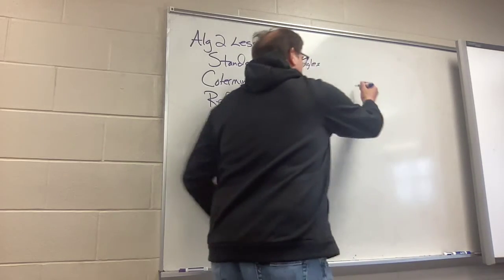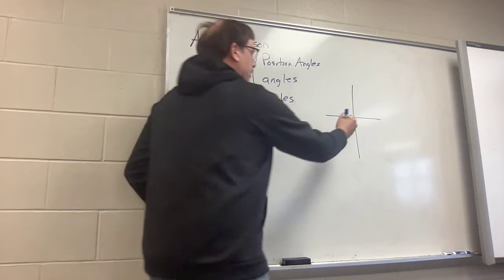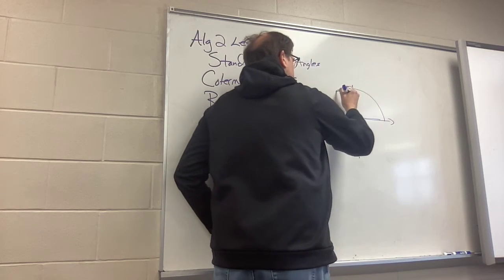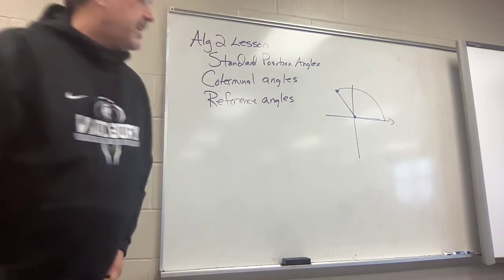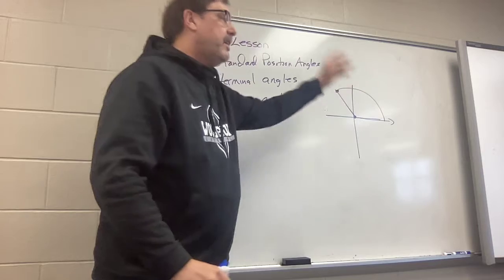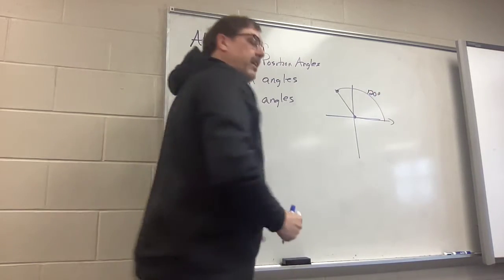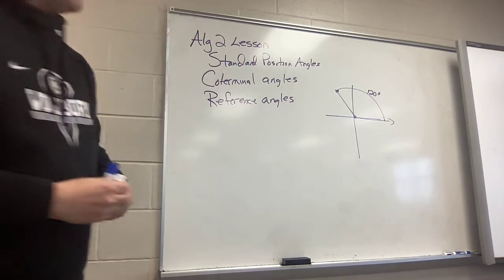I'll do another one. Standard position, always. We'll start straight out here. I'm going to go like this. Stop right there. And if you look geometry-wise, that's like a 120-degree angle there. We call this a 120-degree angle. It's an angle in standard position. Every time we go that direction, it is positive.